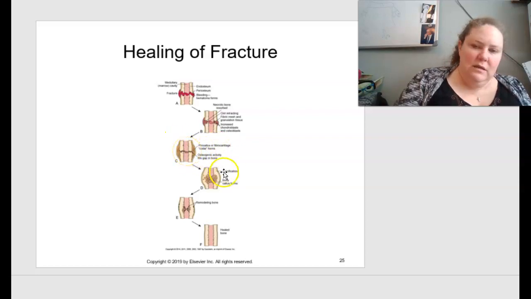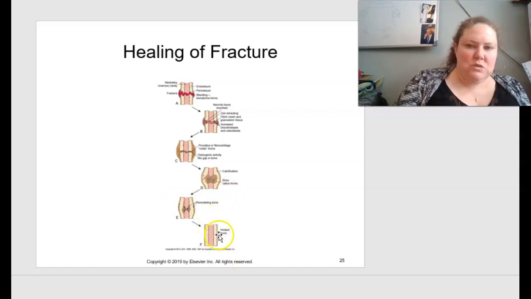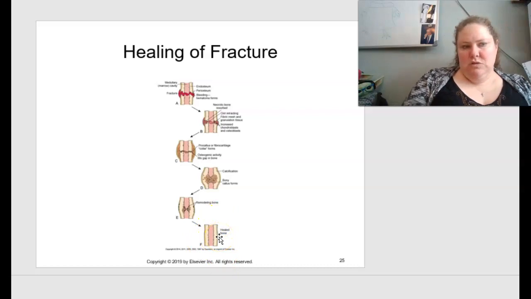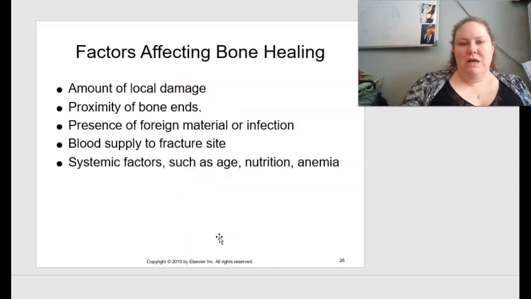Okay. Then down here in D, we have calcification that's going to occur, and you have that bony callus that's going to be formed. And then down here in E, you have the remodeling of the bone that's formed. And then down in F, this is the actual healed bone back to as close as the original as we can get. So that would be the overall view of the healing of a fracture.